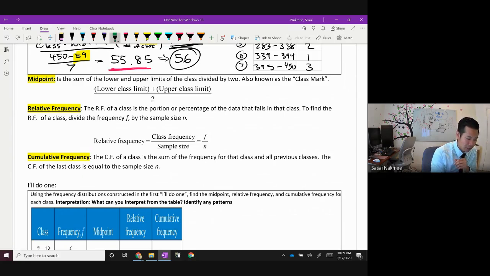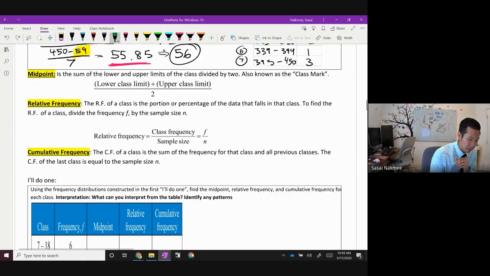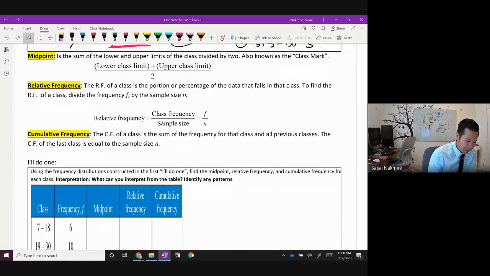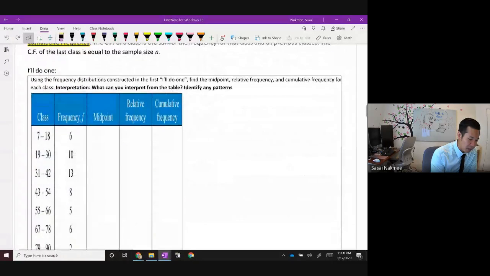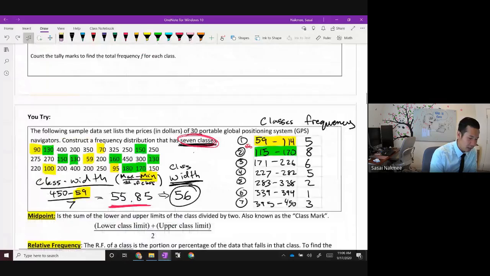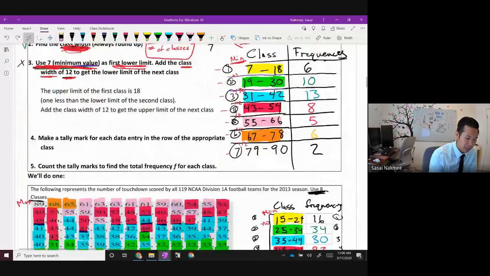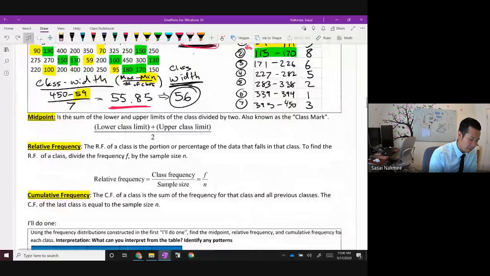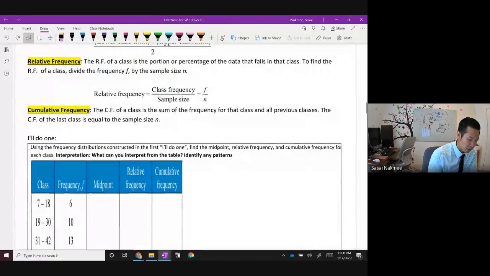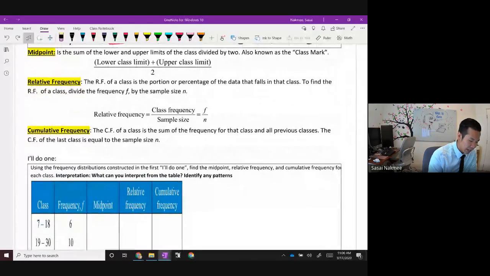So I'm going to come back here real quick. I'm going to show you down here where it says I'll do one, right? So this table is partially filled out already. This is from the first example we did all the way up here. You see I'll do one right here, and we have these numbers 6, 10, 13, and all that stuff, right? That's down here. It's transplanted down here for you. What I want to show you is an example of how to find the midpoint.